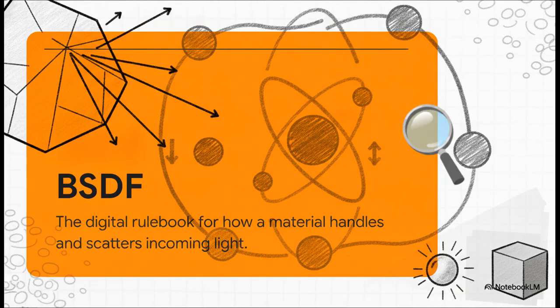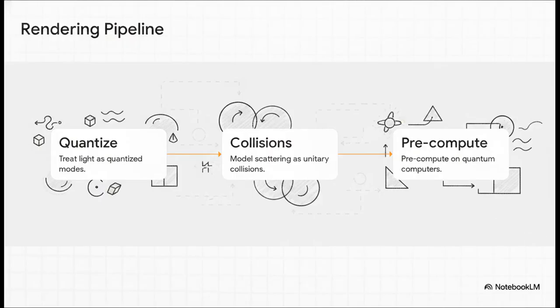Now, before we look at their specific pipeline, we need to quickly anchor a highly technical term they use throughout the paper: BSDF, or Bidirectional Scattering Distribution Function. In the context of this research, you can just think of a BSDF simply as the digital rulebook that dictates exactly how a material handles and scatters light. Literally every material in a video game or a 3D movie uses a BSDF, so the computer knows how it should look. The ultimate goal of this new quantum model is to generate vastly superior standard rulebooks. To achieve that, the paper outlines a specific three-step pipeline.